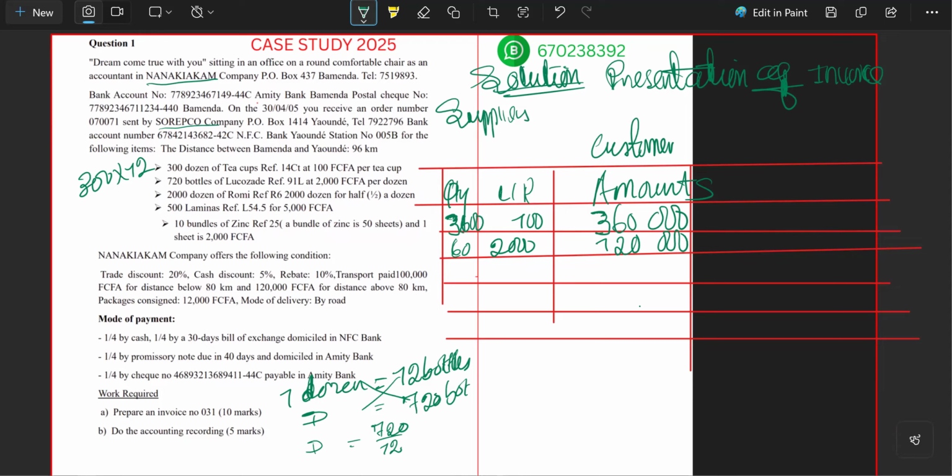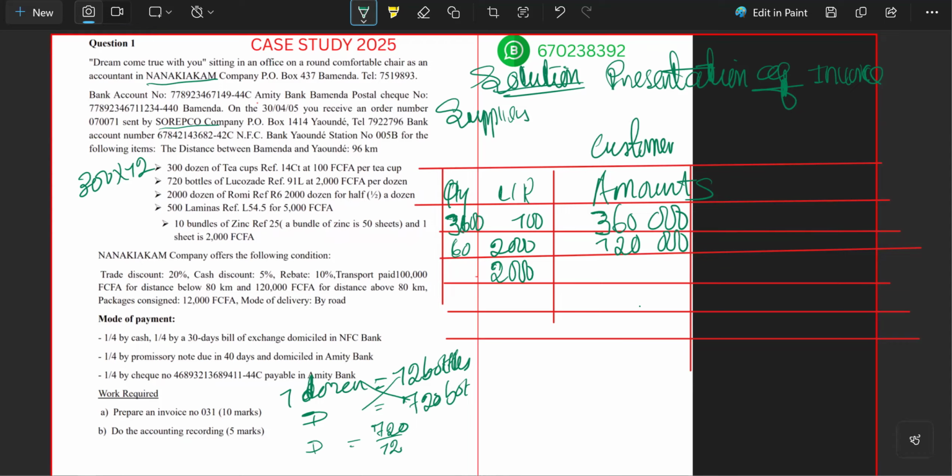This is how we're going to solve the question. We are going to first of all try to calculate the quantity, because the unit price they already told us: 2,000. So we know that the unit price is 2,000. The problem now is calculating the quantity of Romy. So I will do some rough calculations here again.